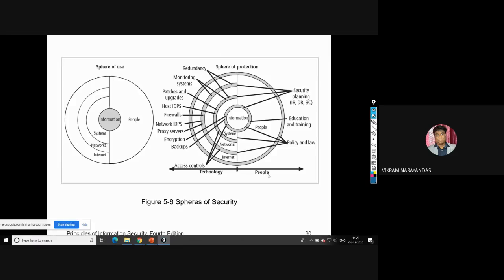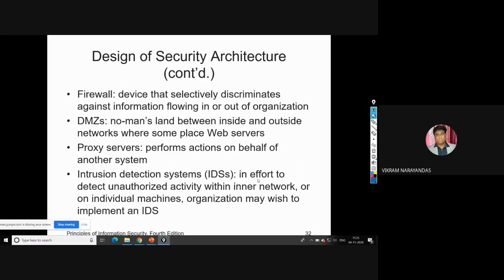So implementing multiple types of technology and thereby preventing the failure of one system from compromising the security of information is nothing but redundancy here. Redundancy can be implemented throughout the security architecture, such as firewalls, proxy servers, DMZ, and some access controls here.